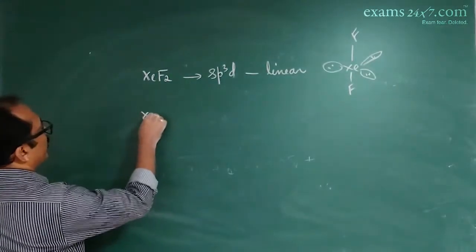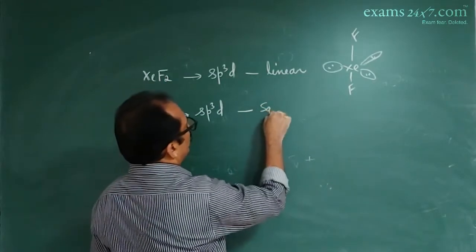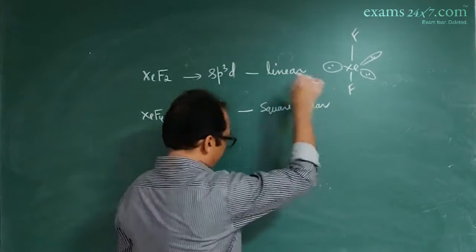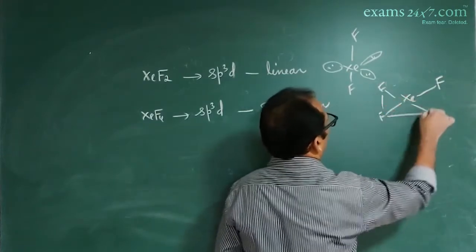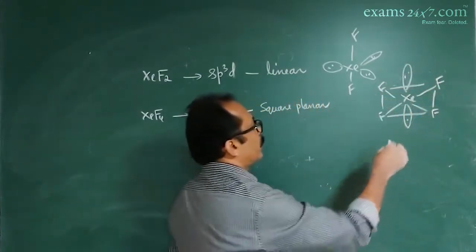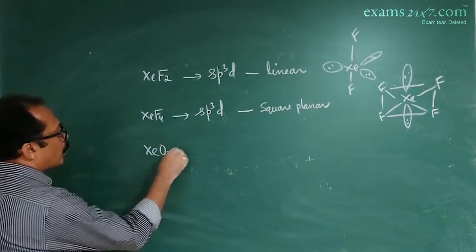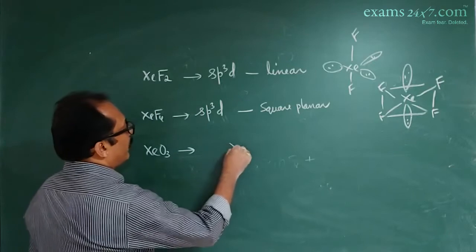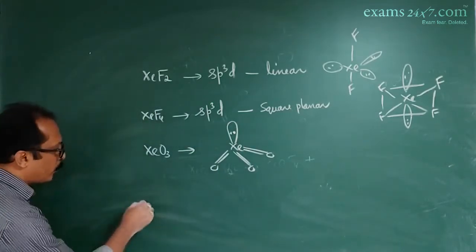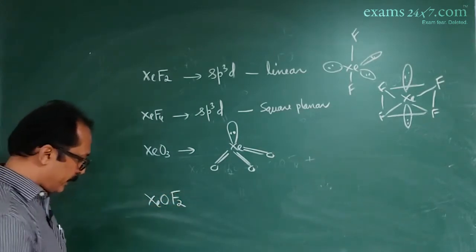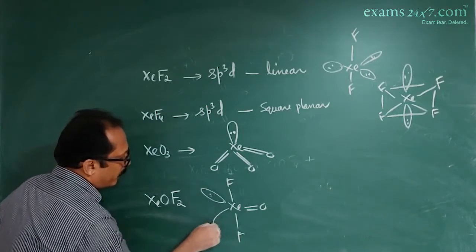The next compound, xenon tetrafluoride. It undergoes sp3d2 hybridization. Now, geometry is square planar. Now, xenon, actually it is a distorted square planar because of the presence of lone pair of electrons. How many lone pairs? 2 lone pairs. And how many bond pairs? 4 bond pairs. Now, next one, xenon oxy compound, that is xenon oxide. It is pyramidal in shape. Say. This contains 1 lone pair, pyramidal. Now, one more compound, xenon oxy difluoride. This contains 2 lone pairs, T-shape.